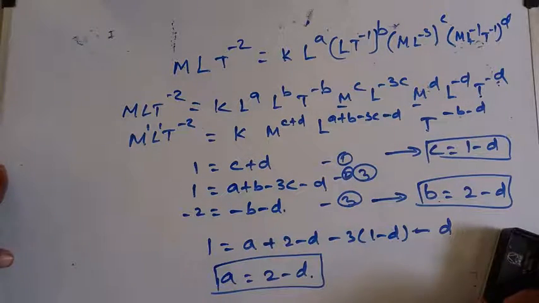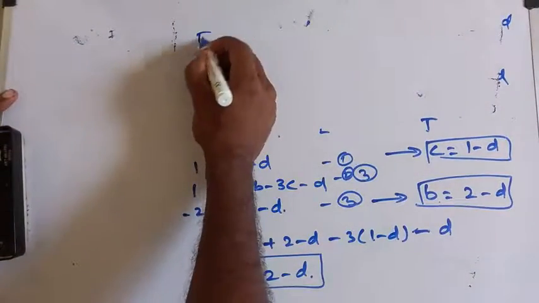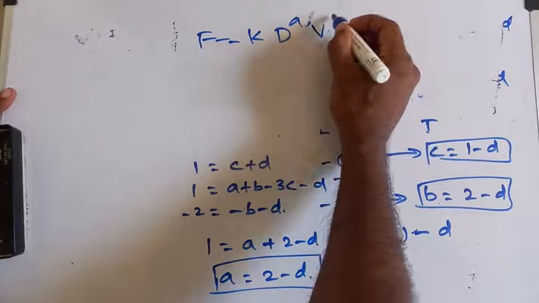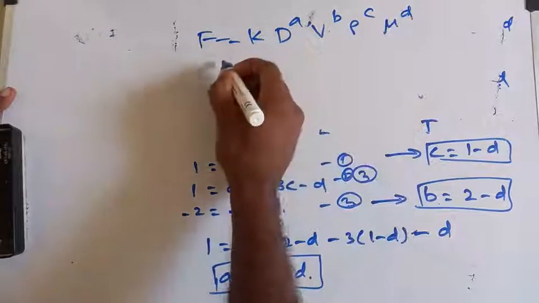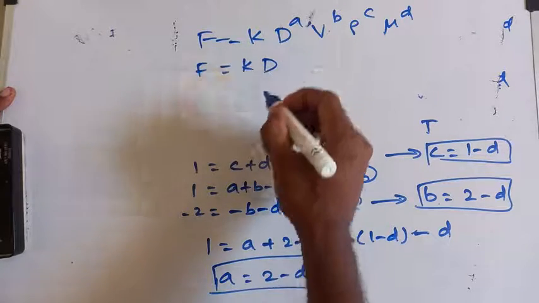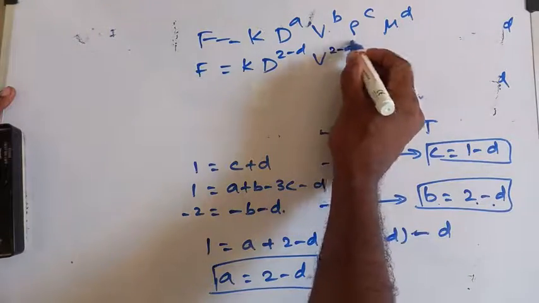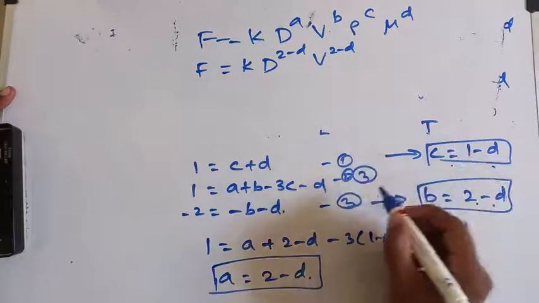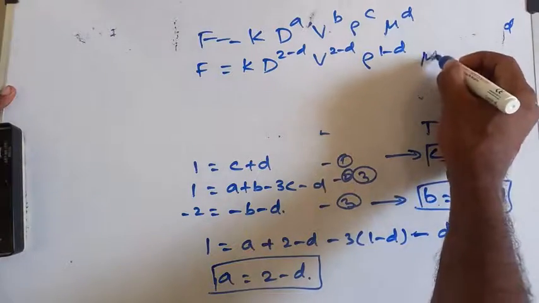Okay, we know the first equation. What is the first equation? I am having these 3 values. The first equation is F is equal to k into D power a, V power b, rho power c, mu power d. If I substitute a, b, c values here, I will get D power 2 minus d, V power 2 minus d, density power 1 minus d, then mu power d.